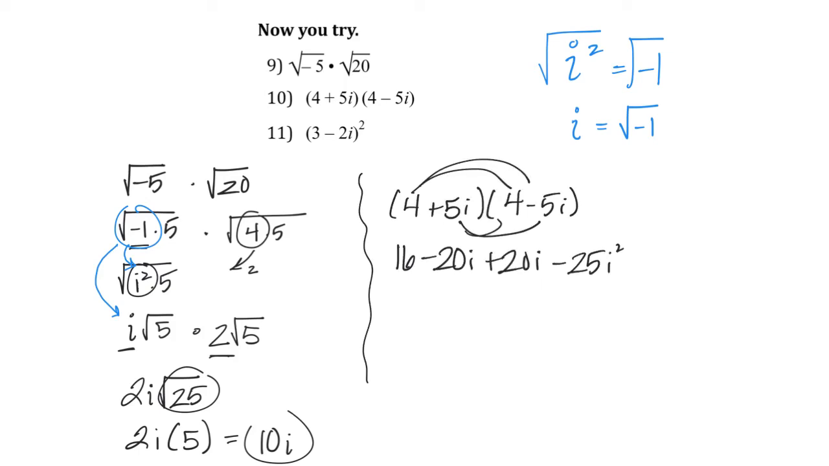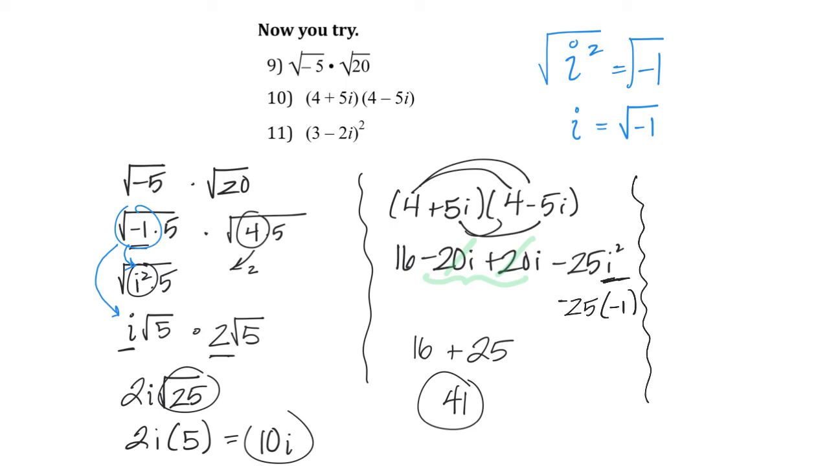Look at what happens here. You have a positive and a -20i, so those are going to drop out. I have an i squared here, which I know is a -1. So this is really -25 times -1, which is going to leave me with 16. I'm adding 25 on, and that sum is 41.